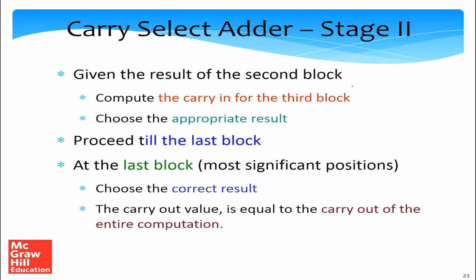We just take the carry that is coming in. So let's say for block number 2, we know the carry in. Since we have the pre-computed results, we can immediately find the carry out. Then this goes to the next block, the third block. Since again we know the carry in, we can choose one among the 2 pre-computed results and send the carry out, and so forth. In this manner we proceed till the last block. At the last block we choose the correct result, and this finishes the entire computation.